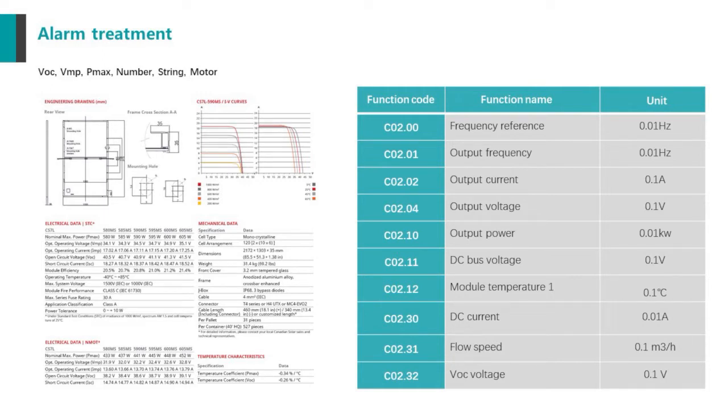So sometimes a customer tells us that the VFD, without load, could run to 50 Hz, but with load, it could just run at 30 Hz. This time, actually, the customer doesn't fully understand the VOC and VMP difference. When he tests the DC bus voltage with load, he will find the DC bus voltage is very low. That's why we need the solar specification information and the C02 parameters.